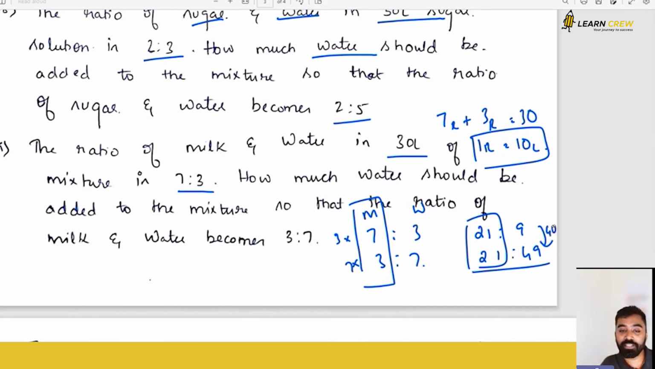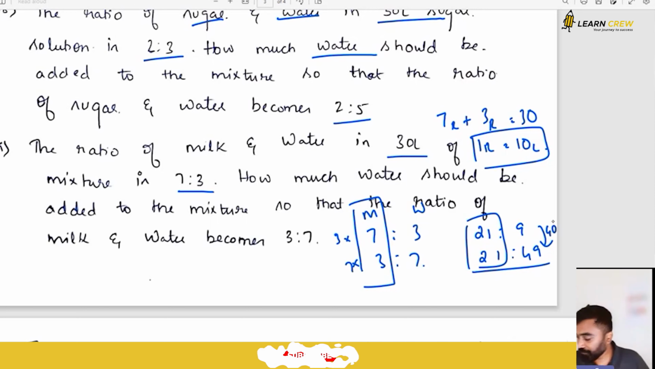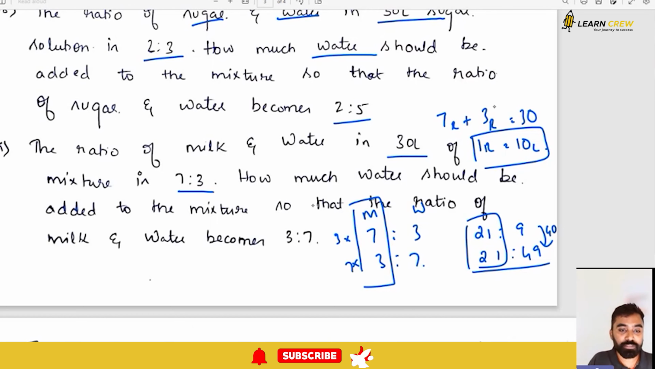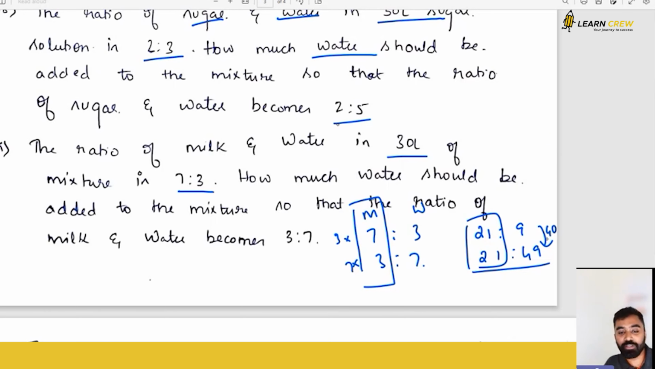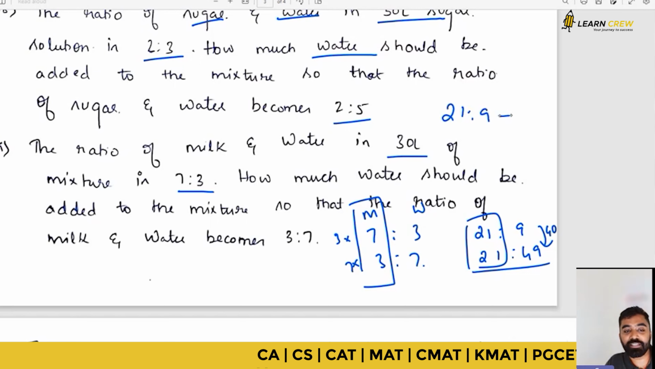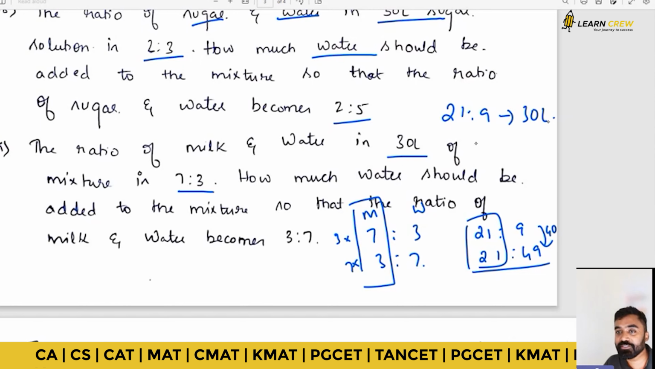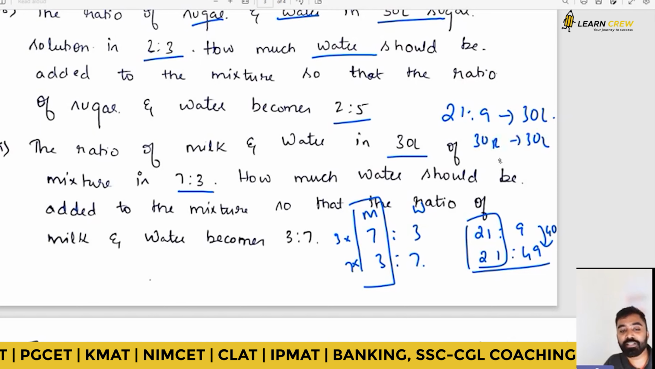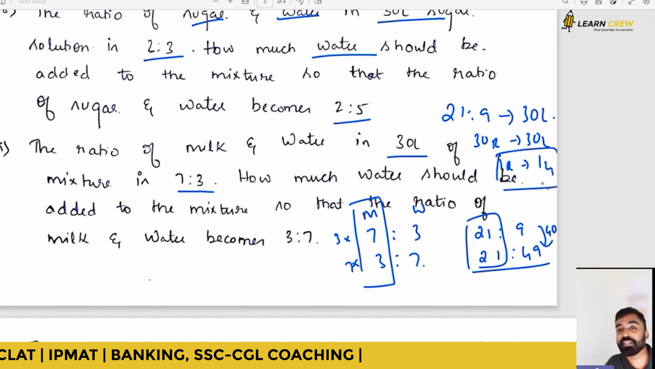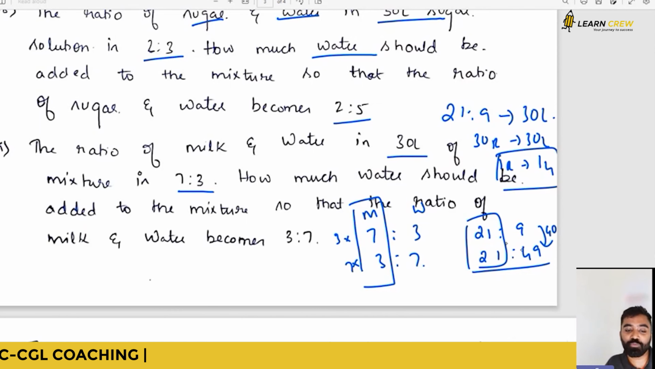Sorry, 40 liters is the change. If 40 liters is a change here, just a minute. Sorry, I cannot do it directly in the first step itself. Okay, so now it is 40 ratio. Now what's the ratio here? 21:9 is nothing but 30 liters. That is nothing but 30 ratio is 30 liters, or a single ratio is 1 liter. If a single ratio is 1 liter, obviously the change of ratio, 40, is nothing but 40 liters.